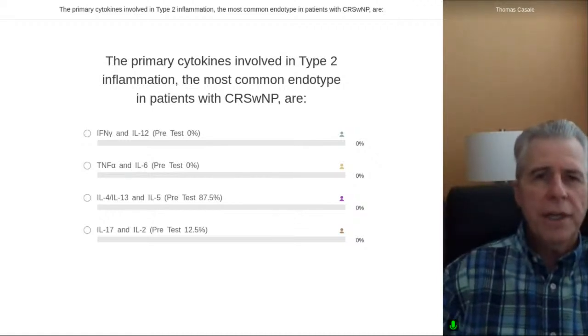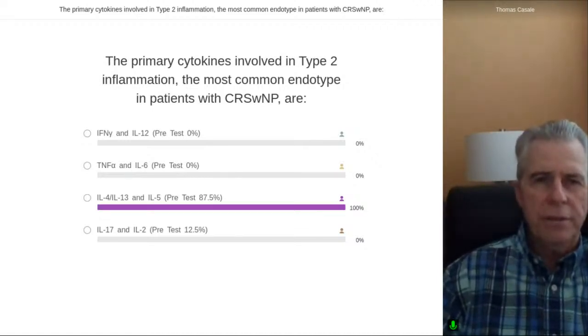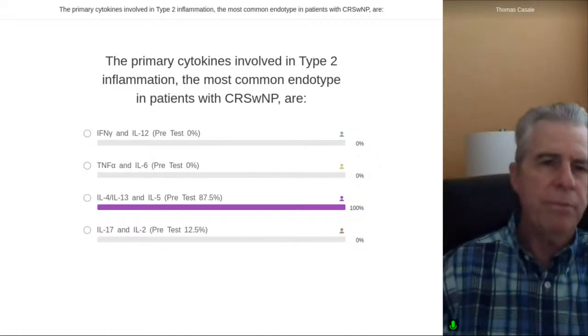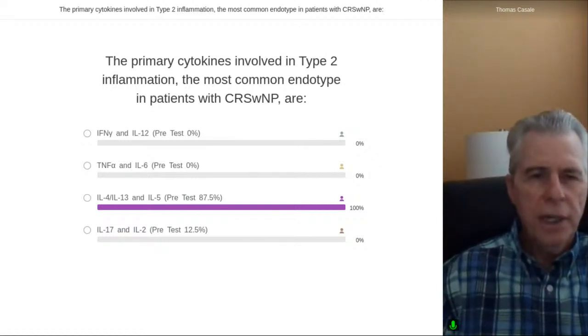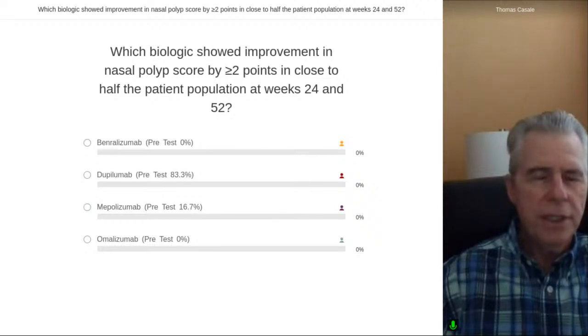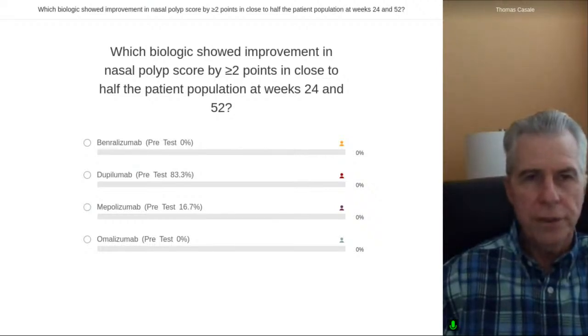Primary cytokines involved in type 2 inflammation in patients with chronic rhinosinusitis with nasal polyps. All right, so the correct answer is IL-4, 5, and 13, and there's some other cytokines that are probably important in that, but remember the IL-17 is most associated with neutrophils.